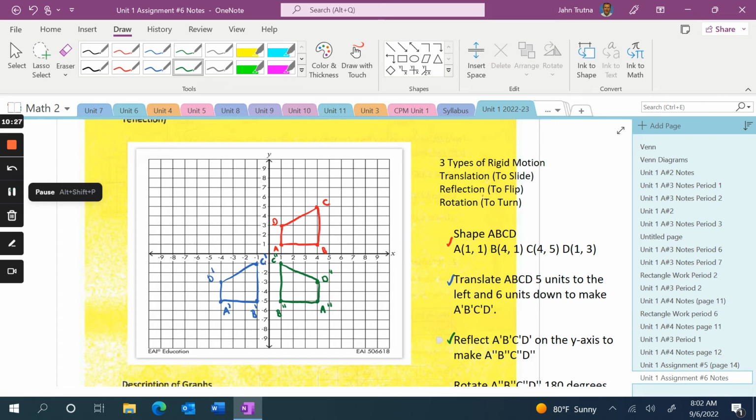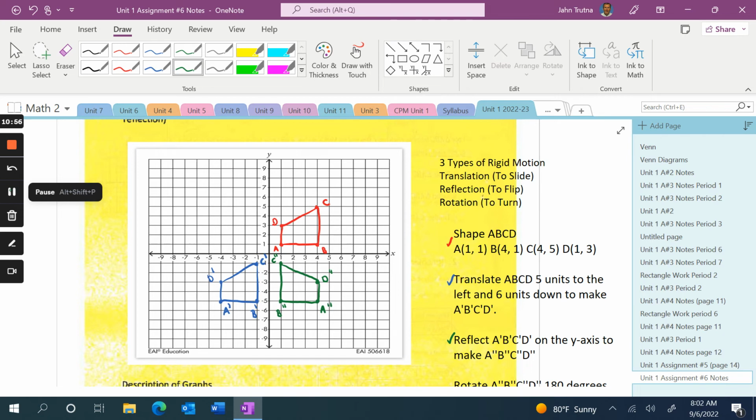What we have now just done is reflect A prime, B prime, C prime, D prime on the y-axis, or across the y-axis. One thing I want you to notice is that when you reflected it over the y-axis, the point C prime, which was one space away from the y-axis, stayed one space away from the y-axis. It's just on the other side of the y-axis. Same with all the points if you look at them.